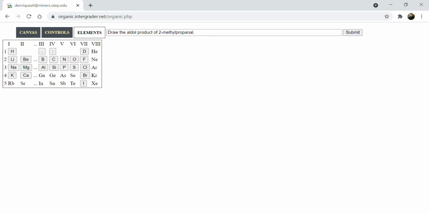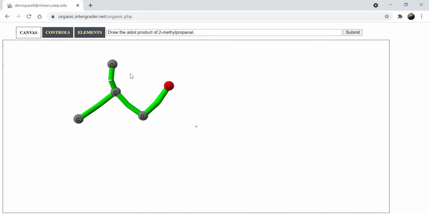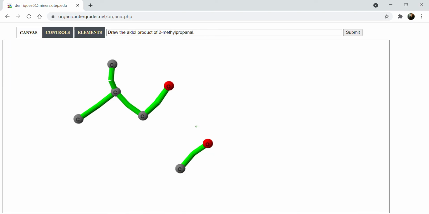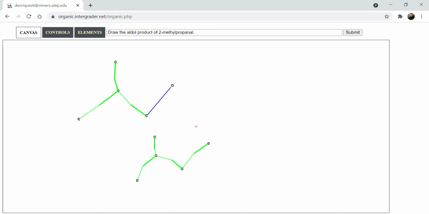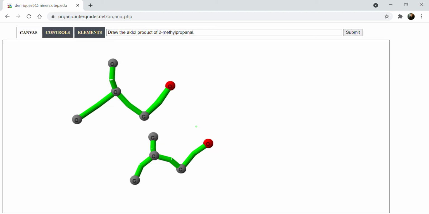Okay, draw the aldol product of 2-methylpropanal. So I'm going to draw my propane. It's going to have an aldehyde at the end and a methyl at the 2 position. So counting from here, 1, 2, my methyl, and then it's only 3. Wrong one, but I can work with that. So I'm going to have 2. Oops. And let me roll it so I can see if I double bonded it. No, I didn't.